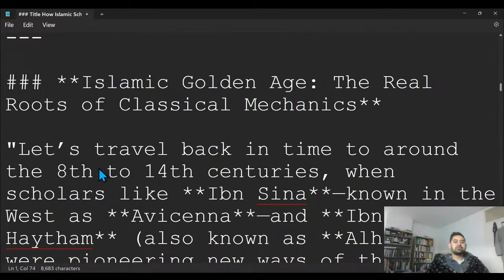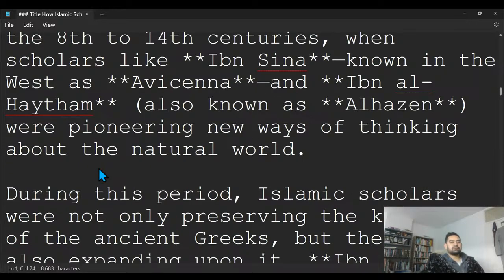Islamic Golden Age, the real roots of classical mechanics. Let's travel back in time to around the 8th to 14th centuries, when scholars like Ibn Sina, known in the West as Avicenna, and Ibn al-Haytham, also known as Alhazen, were pioneering new ways of thinking about the natural world.